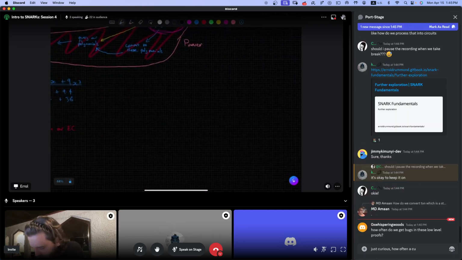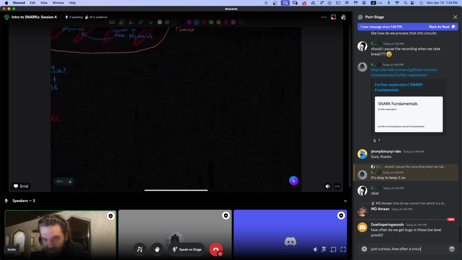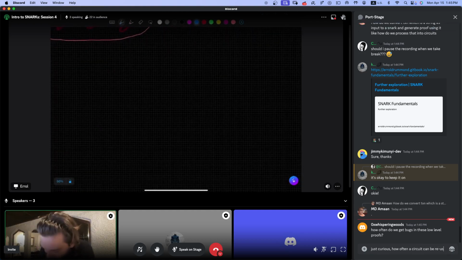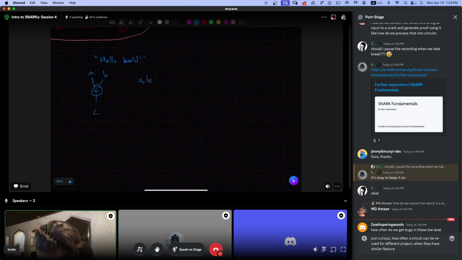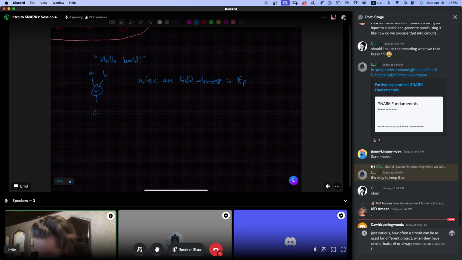In terms of how we represent data in a circuit, how do we get this into a circuit? If A, B, and C are field elements in some field Fp, then it's not clear how you get a string in, and it takes more work.